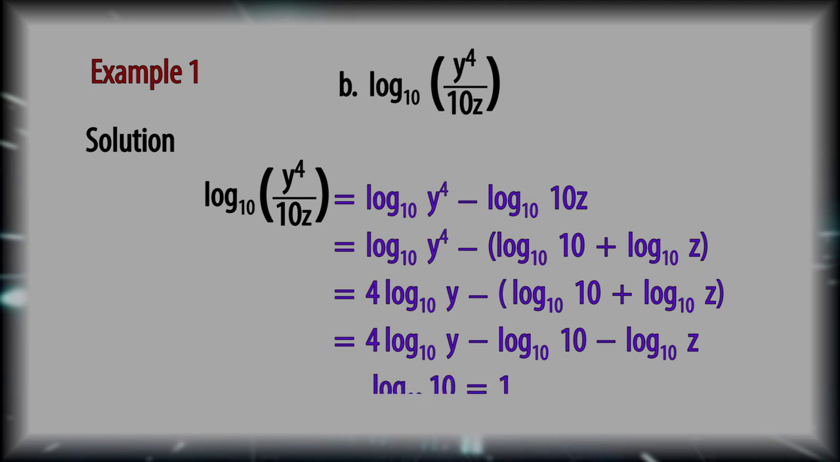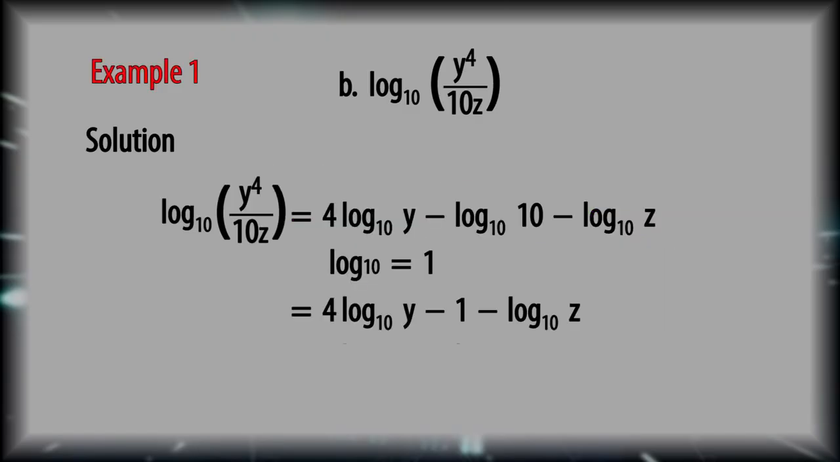Now, there's one more thing we can do. We know that log base 10 of 10 is equal to 1. So we will have to change our middle term to 1. So that will give us 4 log base 10 of y minus 1 minus log base 10 of z. We can rearrange this expression. So we have 4 log base 10 of y minus log base 10 of z minus 1.